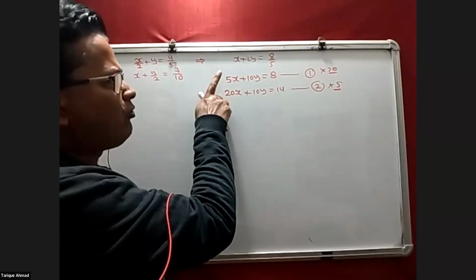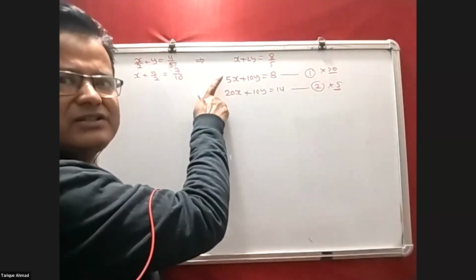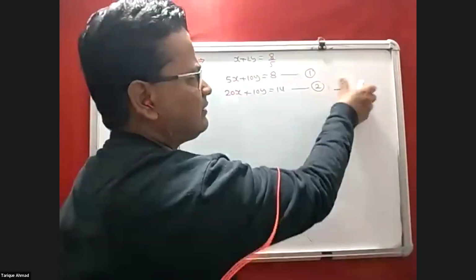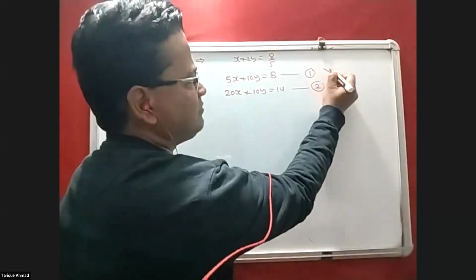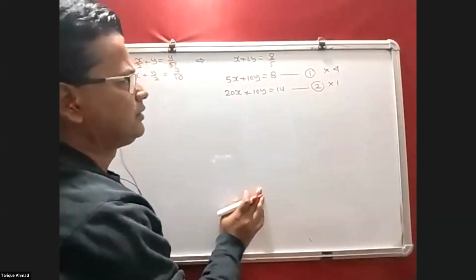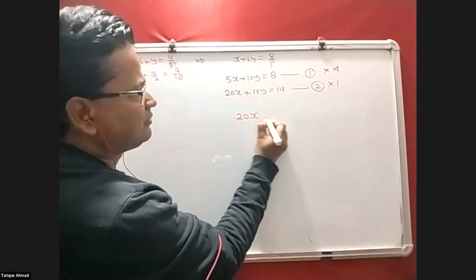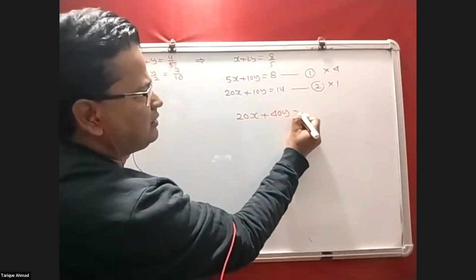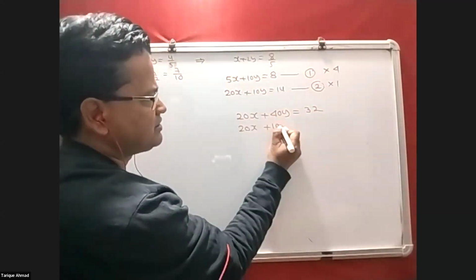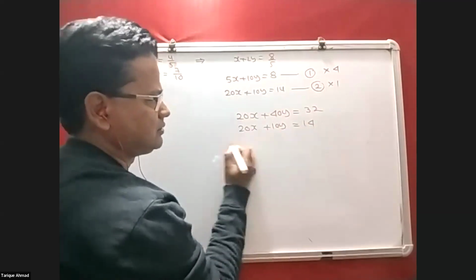Suppose if we multiply by 4 only here, it will change to 20. Our aim is to bring same number, right? So by multiplying 4, it is also equal to 20. So we will get a lesser number. So that is better. Multiply the first by 4 and keep the second same. Now 20x plus 40y equals to 32. 20x plus 10y equals to 14.